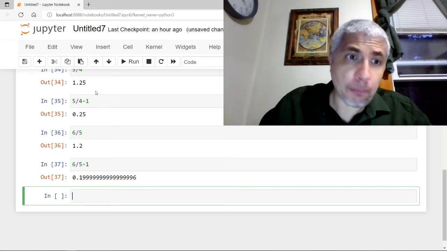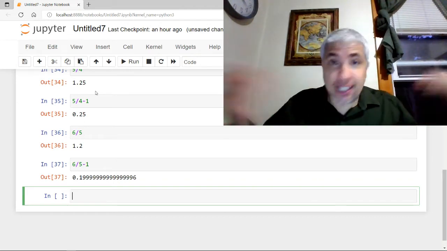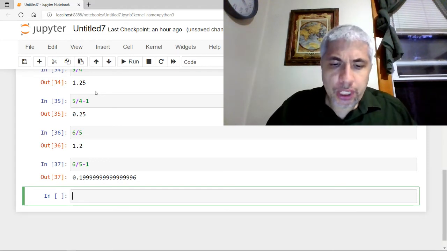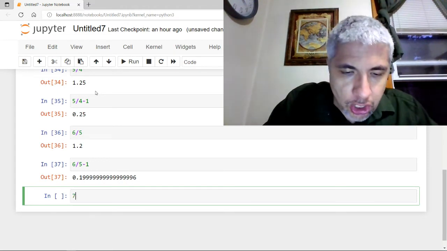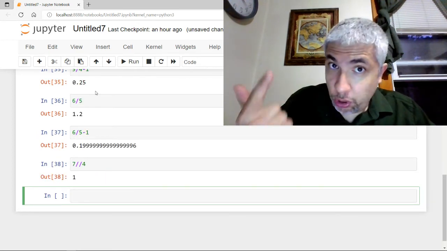Okay, but what if we want good old quotient and remainder division? That gives us integers. So in order to get that quotient remainder division, we can use a double slash. So I could use 7 double slash 4. That gives me the quotient, which is 1.